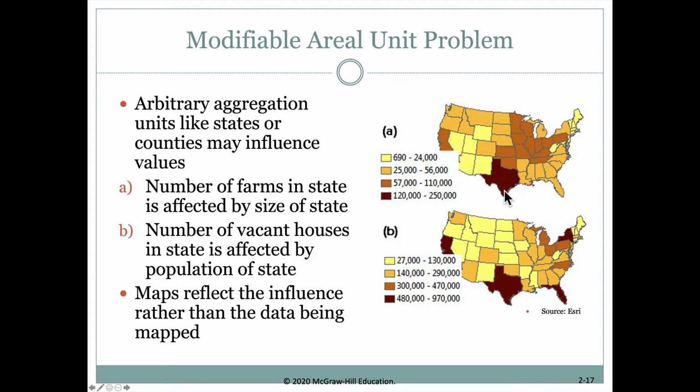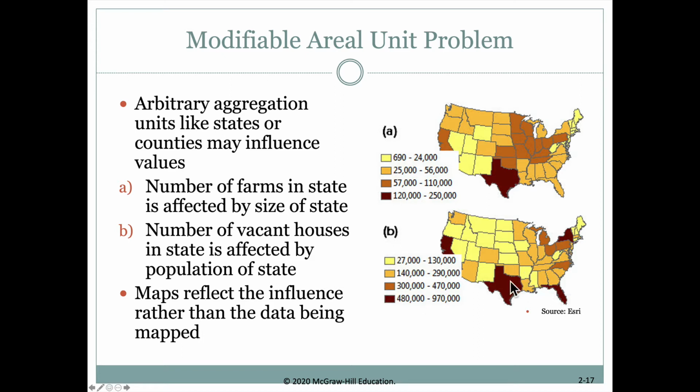But of course, some places like Texas, which are big states to begin with, are naturally going to have more farms in them just because they cover more area. And some of the smallest states, like West Virginia or Maine or New Hampshire, are not going to have a lot of farms in them because they're small states. Another thing has to do with how many of the things there are to begin with.